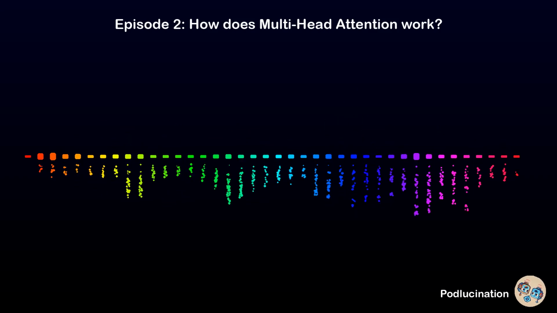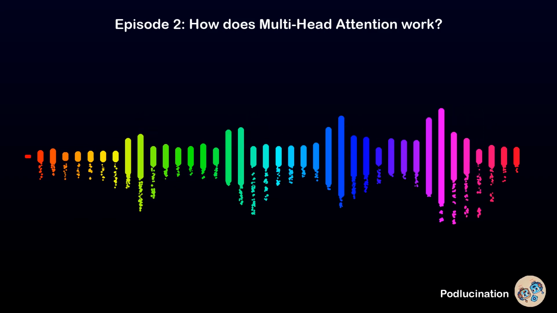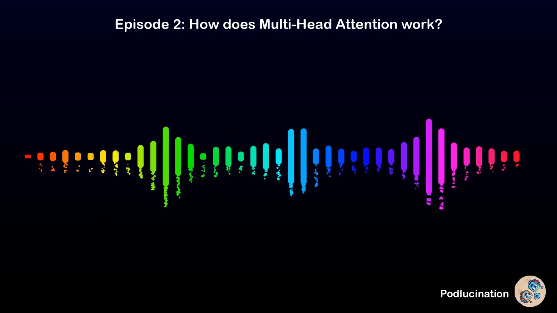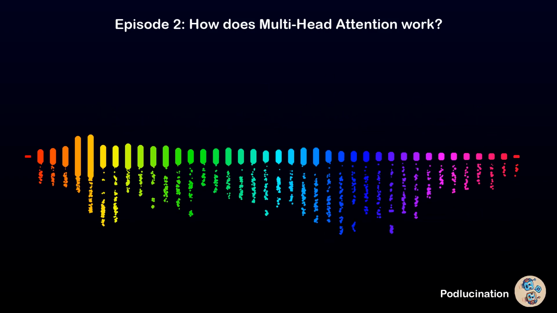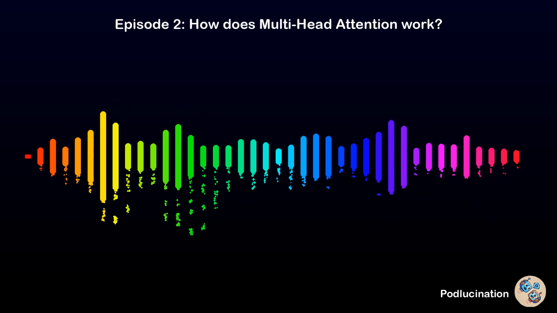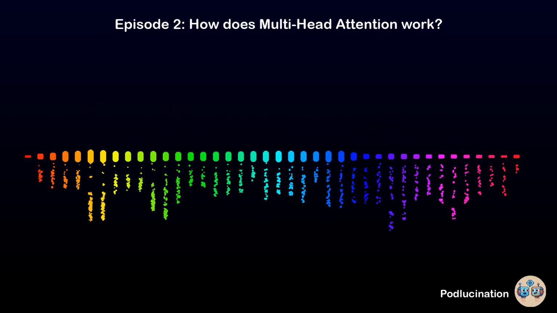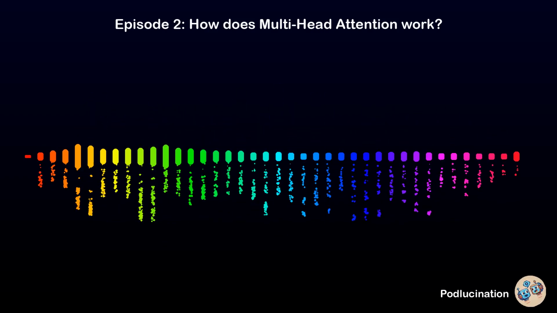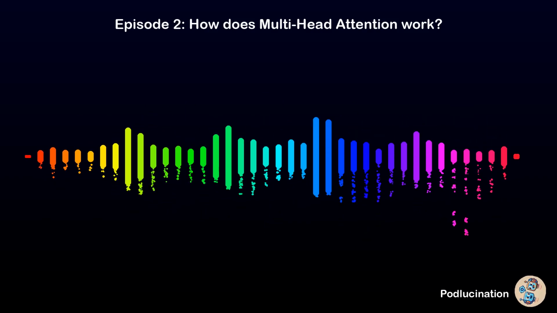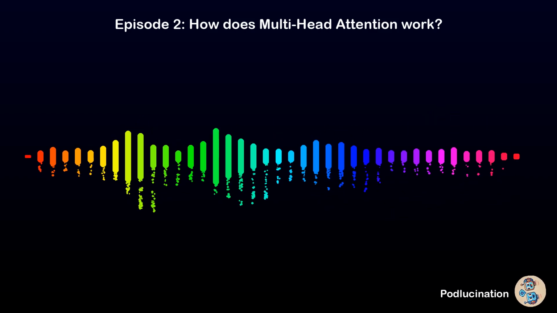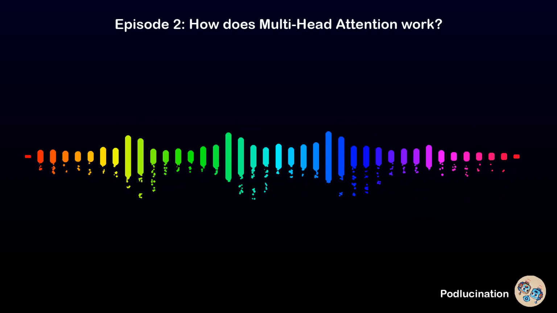This allows the LLM to capture different types of relationships between words and phrases. For example, one head might focus on the grammatical structure of the sentence, another on the semantic relationships between words, and another on the overall context of the text. So it's like having a team of experts, each analyzing the text from their own specialized perspective, and then combining their insights to create a more nuanced understanding. A perfect analogy, and the beauty of multi-headed attention is that it allows the LLM to learn these different perspectives automatically during training without us having to explicitly program them in.